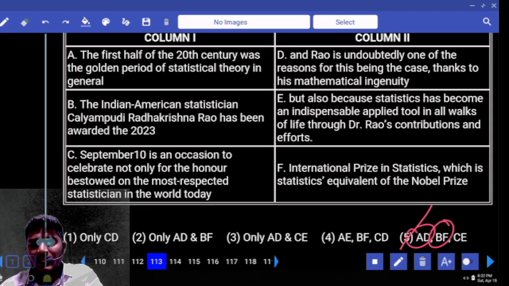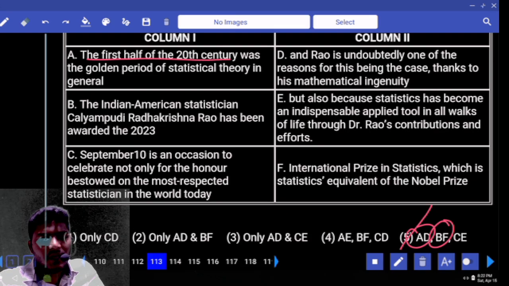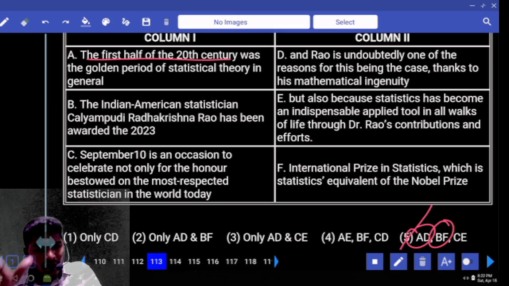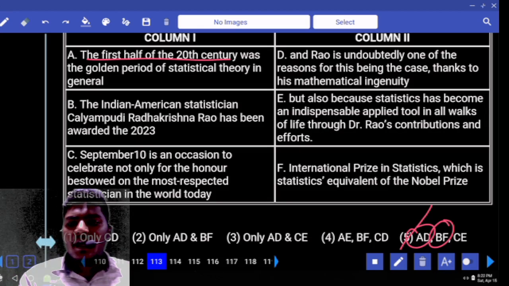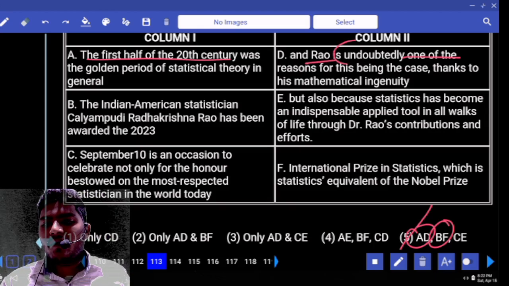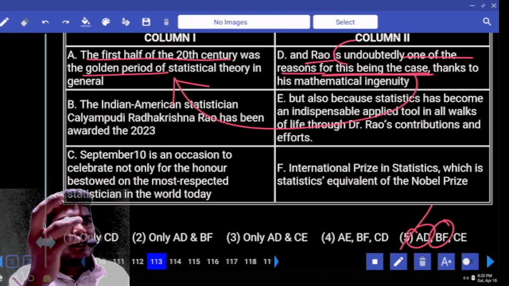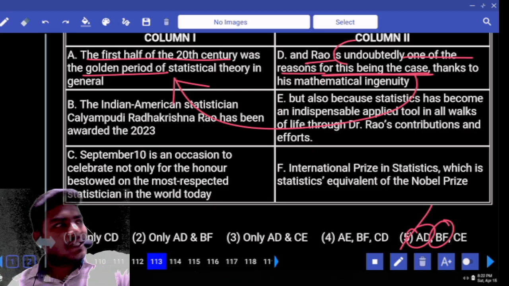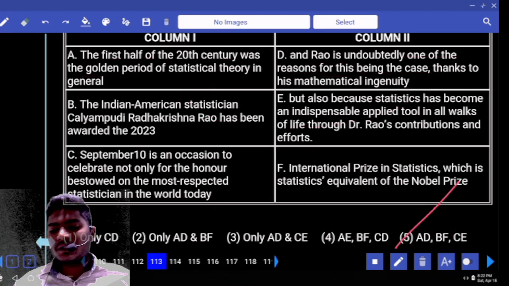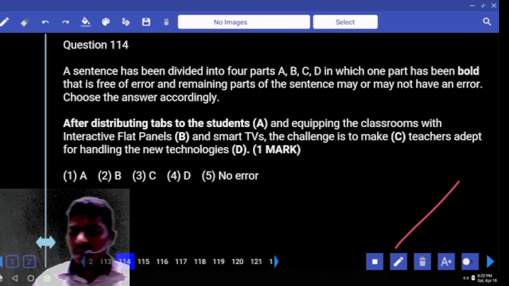Sorry, AD, sorry. The first half of the 20th century was a golden period of the statistical theory in general, and Rao is undoubtedly one of the reasons for this being the case. Golden period antaru kada, ee golden period avvadaniki Rao kuda oka reason cheptunnaru. So absolutely we can use the fifth one. Move to 114, find the error.